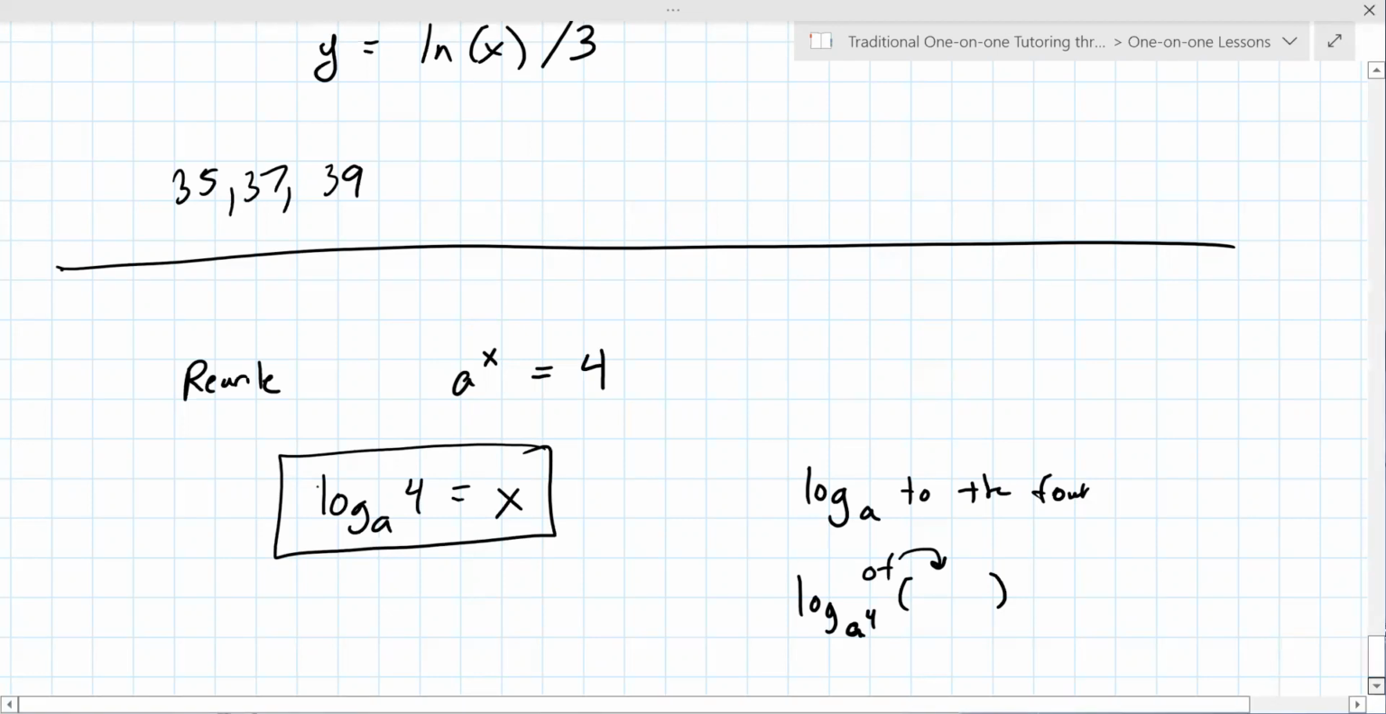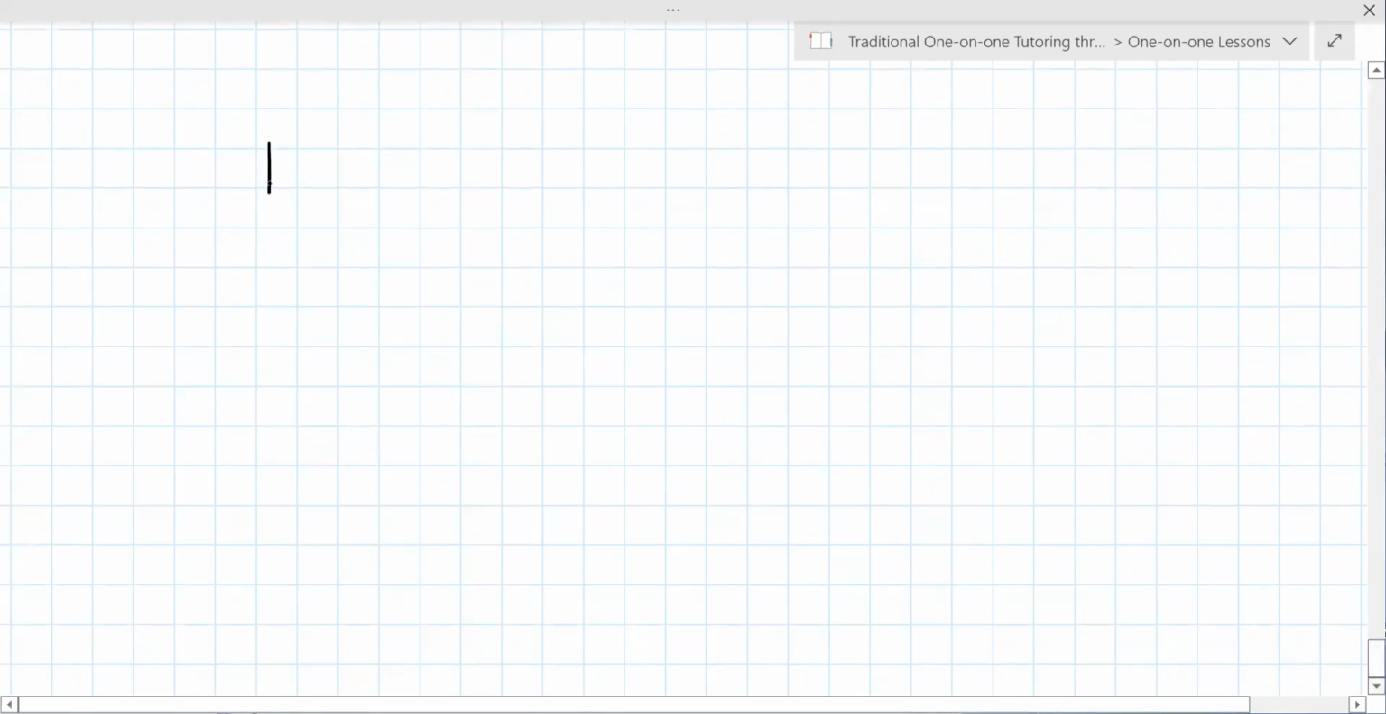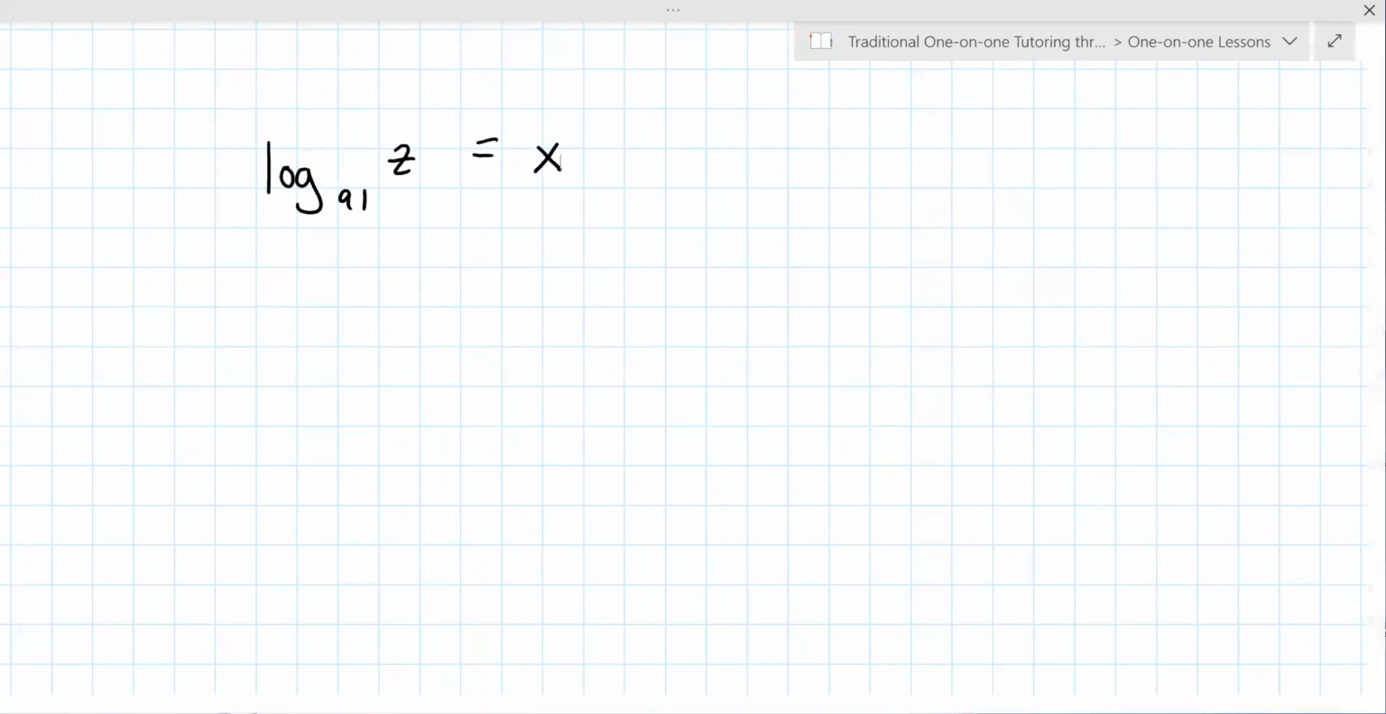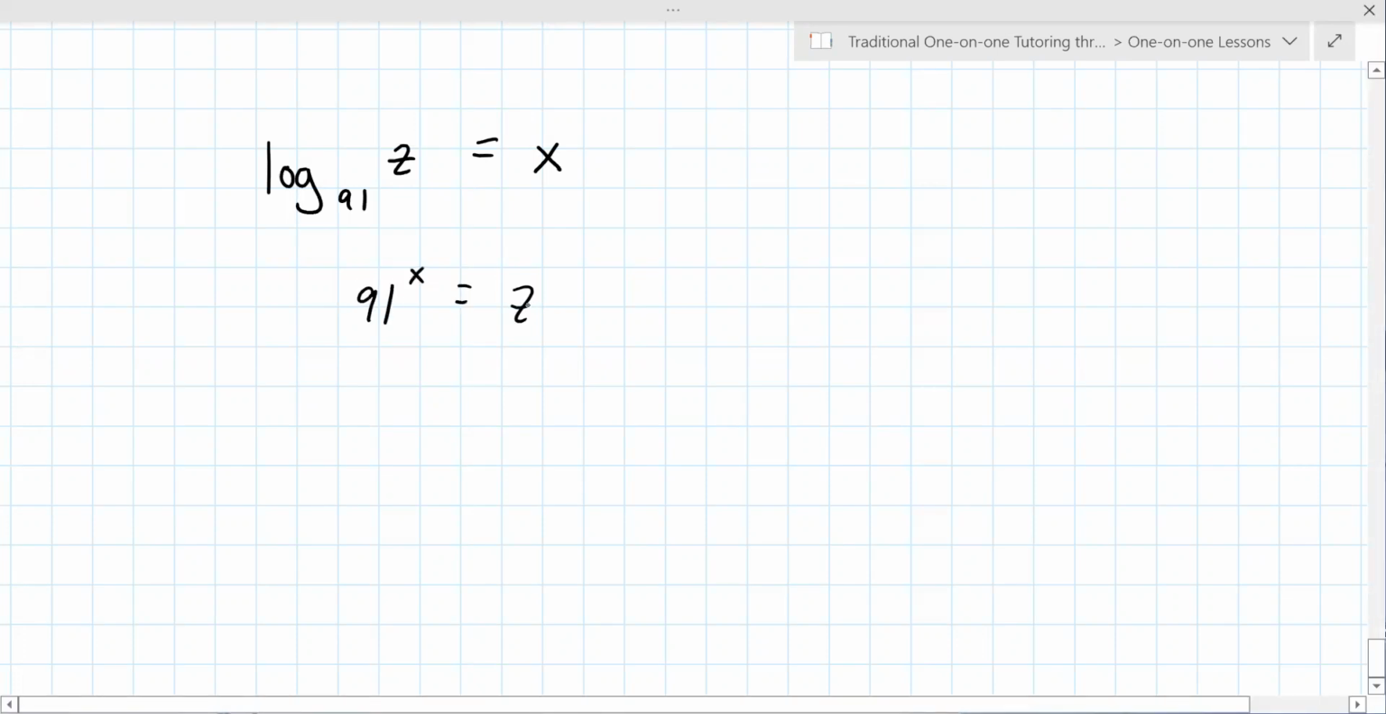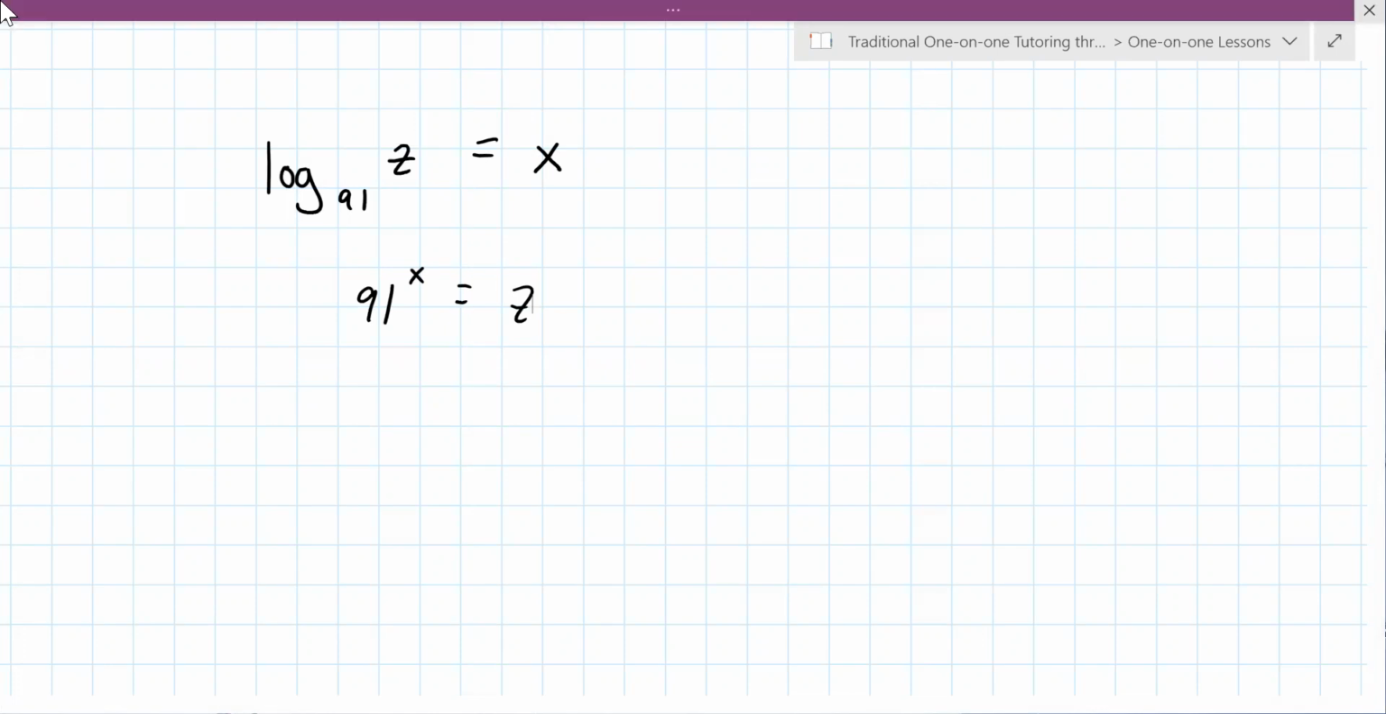Let me give you another one here, let's go the other direction. I'll clear the screen here. Log base 91 of z equals x, like that. So it would be 91 to the x equals z. Very good.